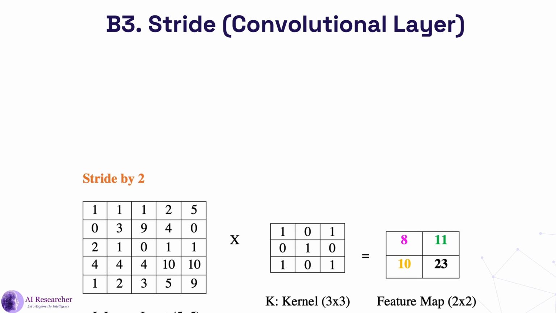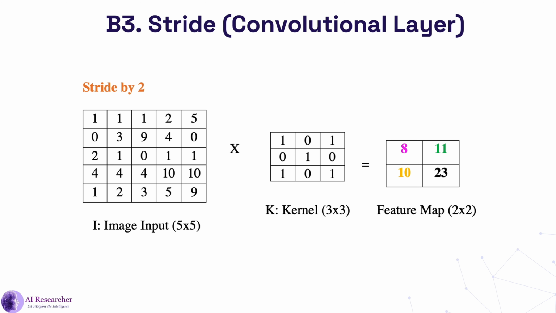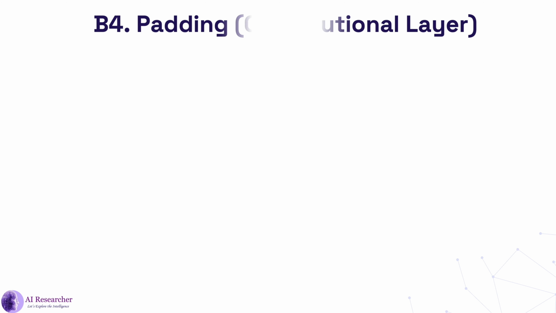And here goes the final feature map after performing a stride of 2 operation, and that is all about the stride. Okay, so this is the final feature map after performing all the operations. Now we can discuss the next component of the convolutional layer, which is padding.